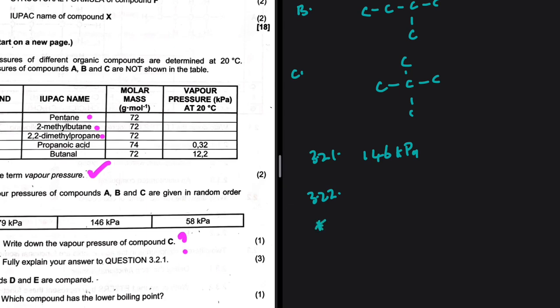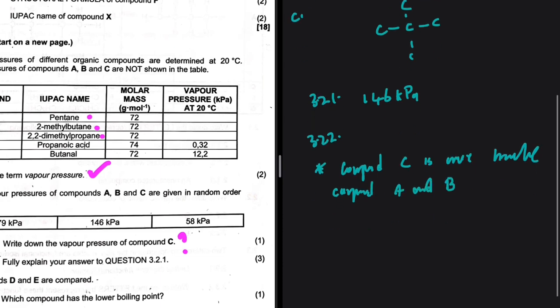So the first point that I would make is that compound C is more branched, compared to A and B. I think there's an alternative to saying this, which is that it is more spherical. That is probably going to be another option that you will find on the memo. So compound C is more branched compared to A and B. Okay, so that is the first point.